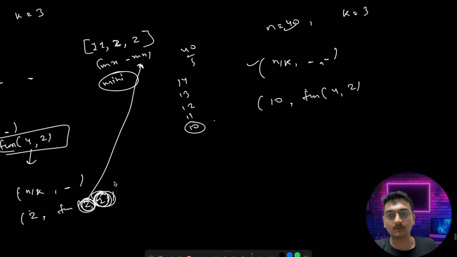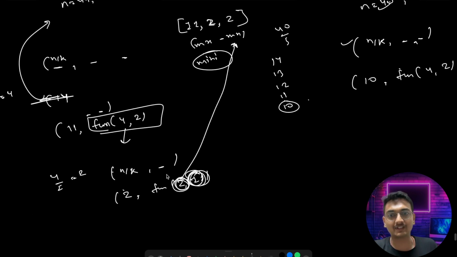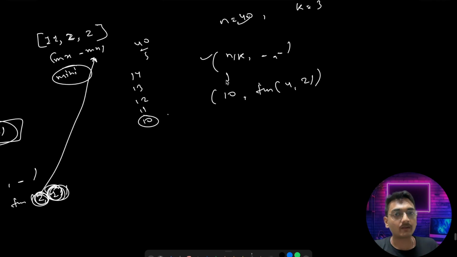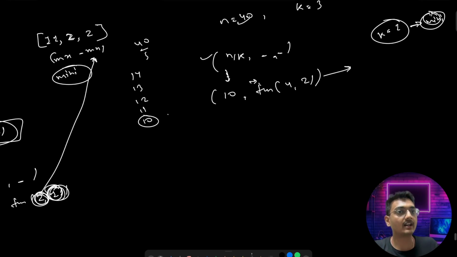Again we reach the same thing, 4 comma 2. And similarly, now we don't stop here. We fixed 10 and calculated this. When it reached k equal to 1, it calculated its answer and updated the global mini. We will maintain a global mini. It updated the global mini, right?